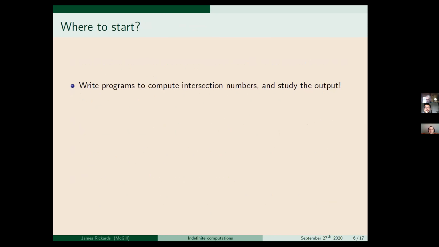So where do we start? Well, we have to write programs to compute with quadratic forms, quaternion algebras, compute the intersection numbers, and then study the output. So I chose to do all my work in PARI/GP. Personally, it's my preferred language. It's free. The source code is all available online, and it's very powerful.